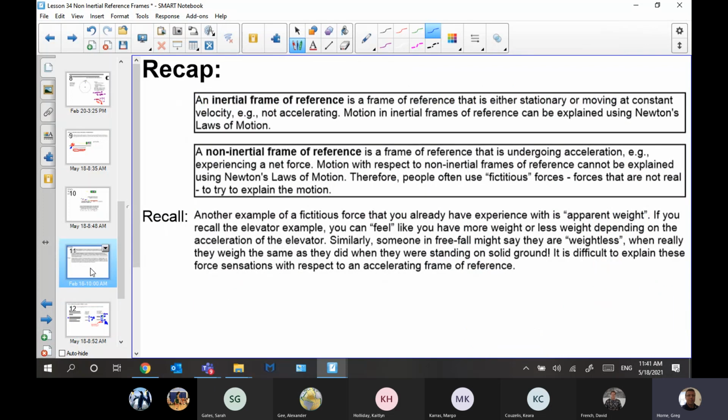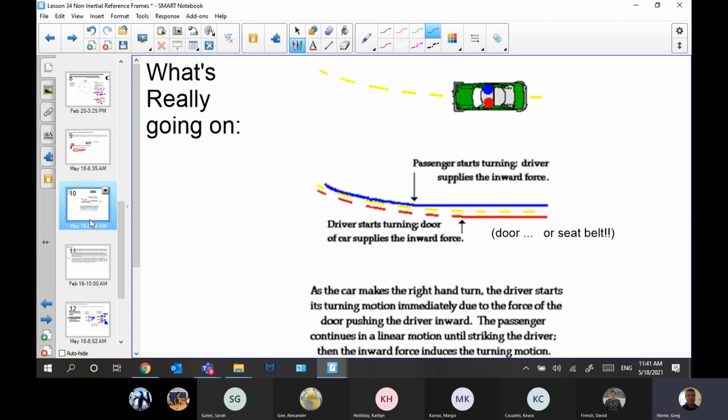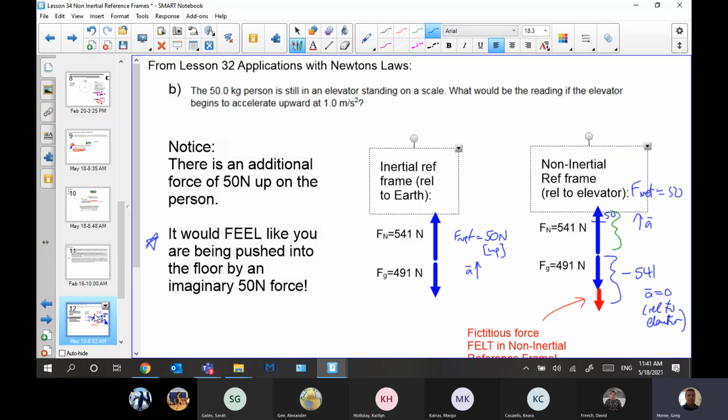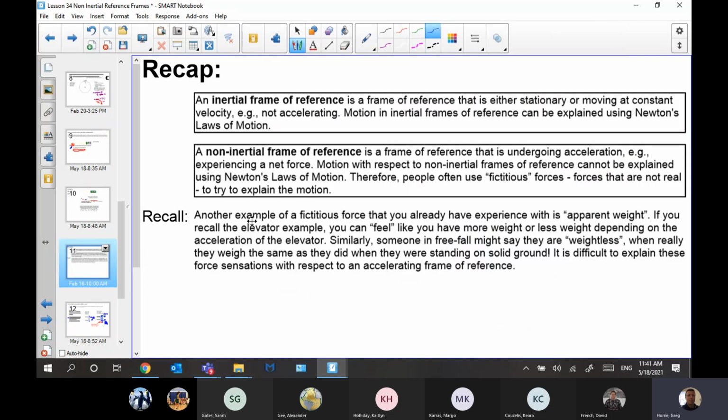Recap, I don't think we need to recap at this point, but we have the inertial and non-inertial definition, right? So I'm just starting to get you thinking about circular motion, and I'll pull back a little bit from it. We've talked about this bottom part here. The fictitious force we've already talked about was that apparent weight stuff. And I just want to remind you of that, okay?